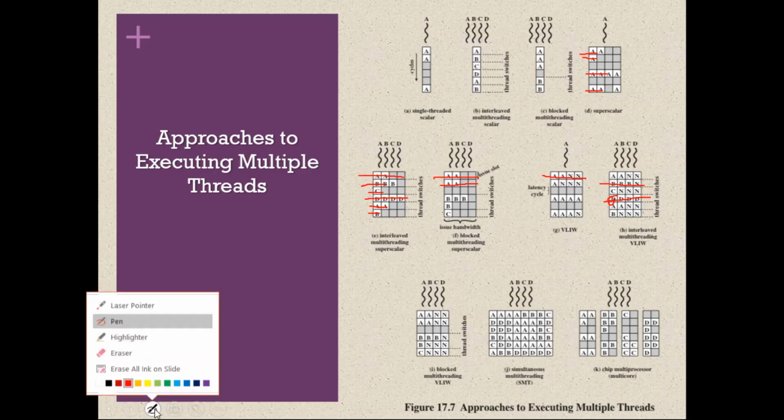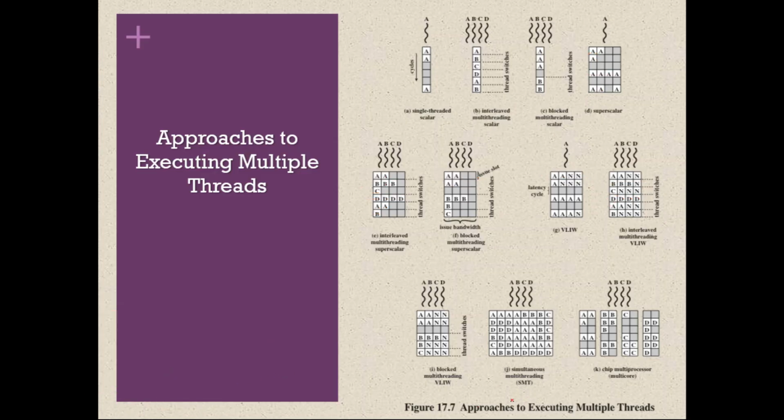But that is not the case with simultaneous multi-threading. Simultaneous multi-threading means in a given clock cycle, it can execute instructions from multiple threads. Please remember, in a given clock cycle, it can execute multiple instructions from different threads. I think you got the point.